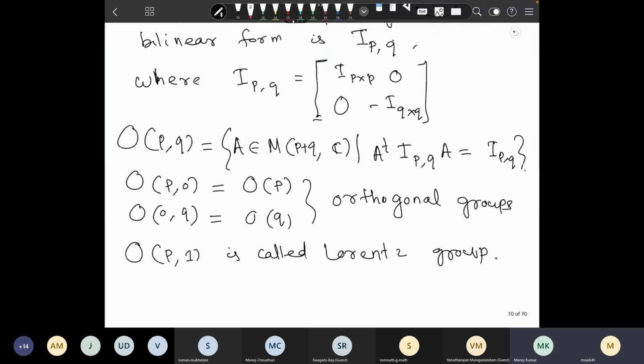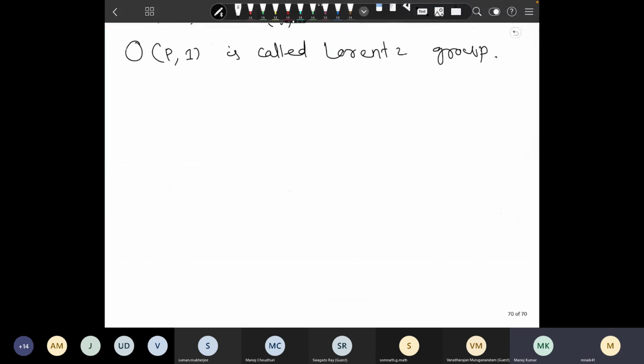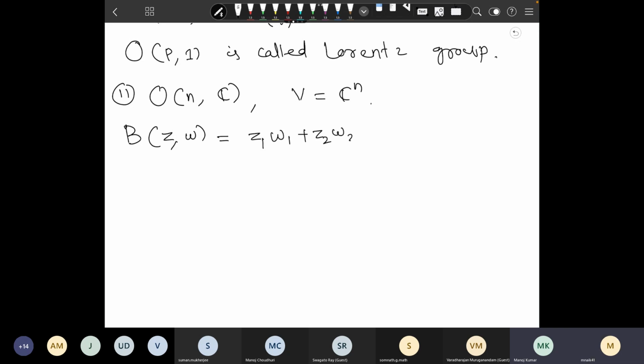The second thing, I will take this O(n,C). So V is equal to C^n, and this bilinear form is B(Z,W) equals Z1 W1 plus Z2 W2 up to Zn Wn. Okay, this is called the complex orthogonal group. And the associated matrix is the identity.